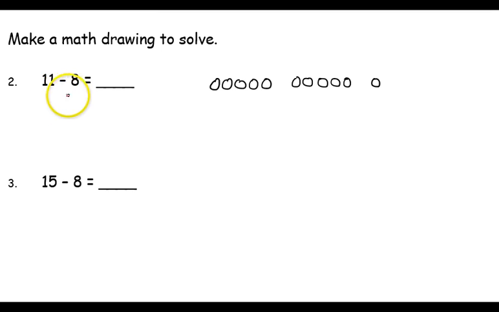So our pattern has been when we subtract 8, our answer is going to be 2 more than what was in my ones column. So I'm going to predict that my answer is going to be 3, since 3 is 2 more than 1. Now let's cross off the 8 circles to show that we're subtracting 8. So I have 5 here and 3 more. That leaves me with 3 as my answer. 11 minus 8 equals 3.